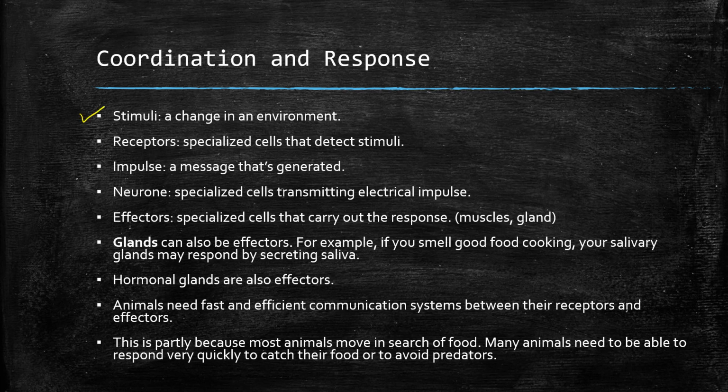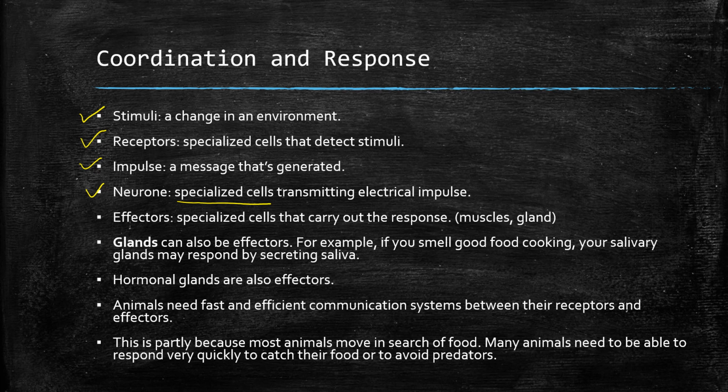A stimulus is a change in an environment. A receptor is a specialized cell that detects the stimuli, as in it detects the changes in an environment. An impulse is a message that is generated. A neuron is a specialized cell transmitting electrical impulses. Effectors are specialized cells that carry out the response.